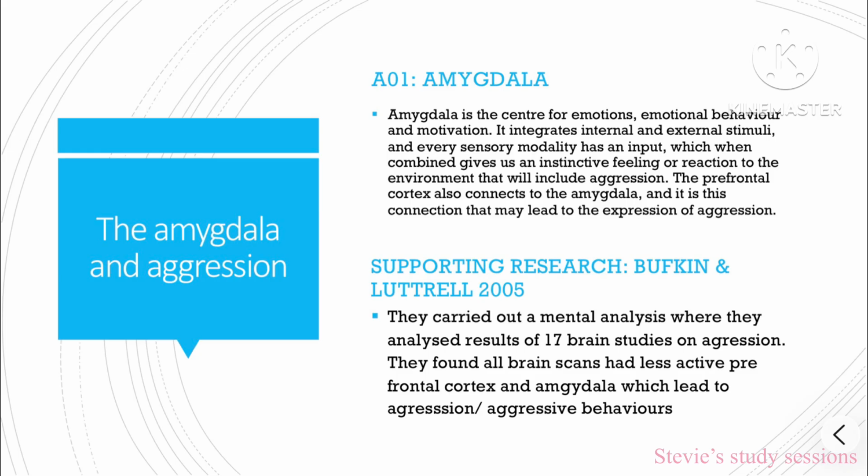The amygdala is the center for emotions, emotional behavior, and motivation. It integrates internal and external stimuli, and every sensory modality has an input, which when combined gives us an instinctive feeling or reaction to the environment, which will include aggression. The prefrontal cortex also connects to the amygdala. This connection may lead to aggression. Supporting research, Brendgen and Luttrell, 2005. They carried out a meta-analysis where they analysed results in 15 brain studies on aggression. They found all brain scans had a less active prefrontal cortex and amygdala, which led to aggression and aggressive behaviours.